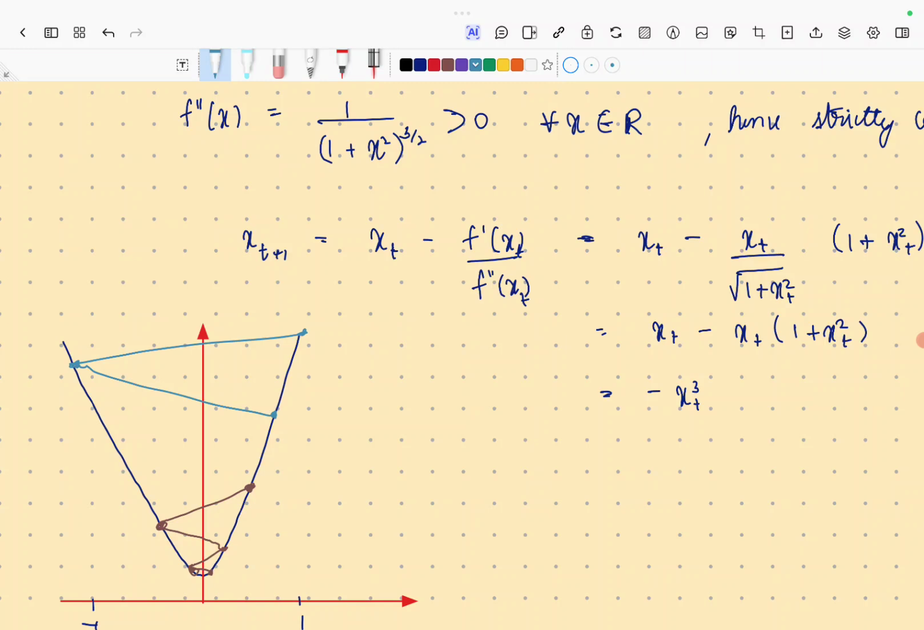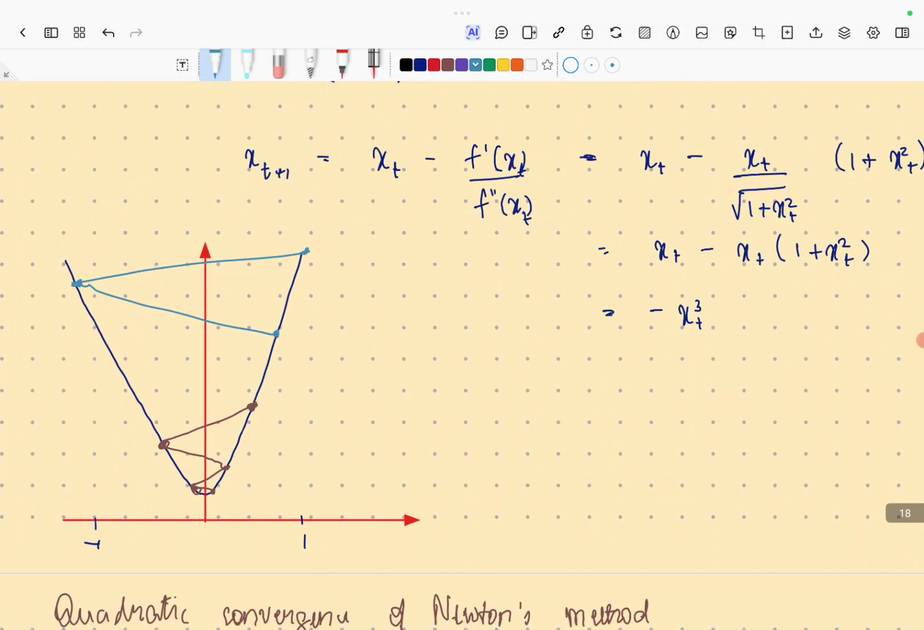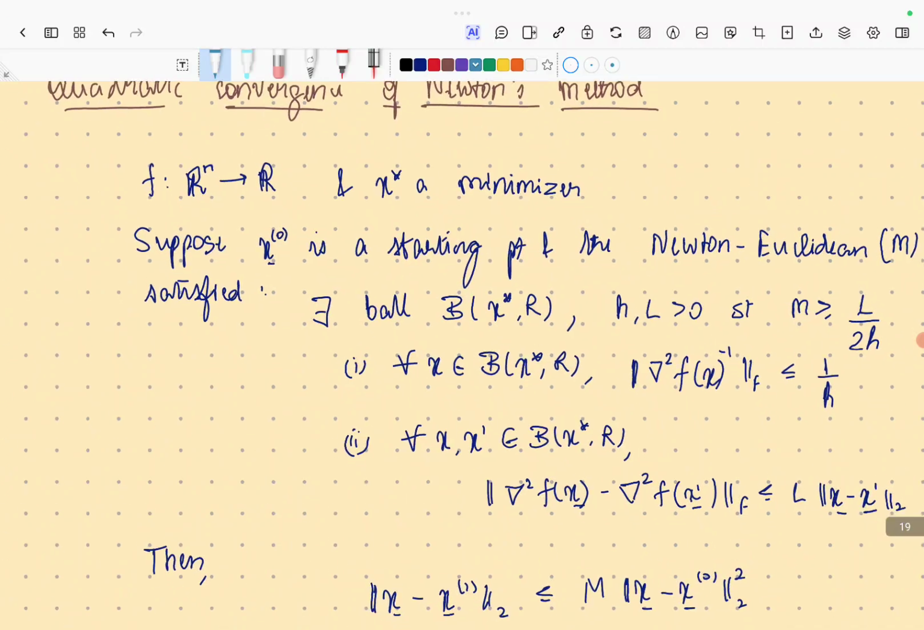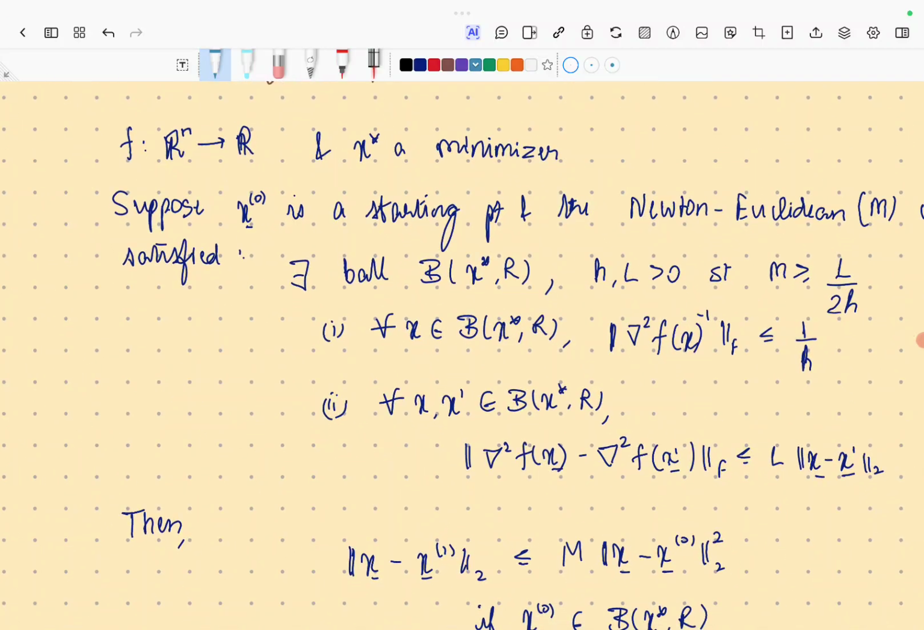But on the other hand, you can prove that if the initial point is sufficiently close to the point of minimum, then it converges fast. In fact, one can prove a quadratic rate of convergence. That is, suppose that f is convex and x star, in fact, something even more.